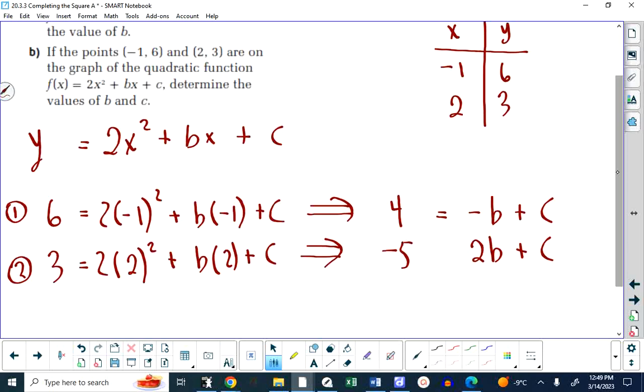I mean, we could subtract, right? I could go 4 minus negative 5 is 9. Negative b minus 2b is negative 3b, and c minus c is 0. Do you agree subtracting is more difficult than adding? I mean, it's marginally more difficult. It's not a big problem. But you're going to arrive at the same thing if you did this and just added them. Just to me, that's easier. Anyway, right now what we know is that b is negative 3, because when I divide both sides by negative 3, I get negative 3.